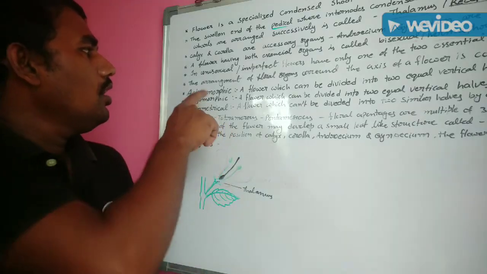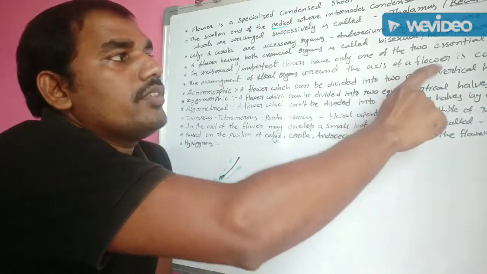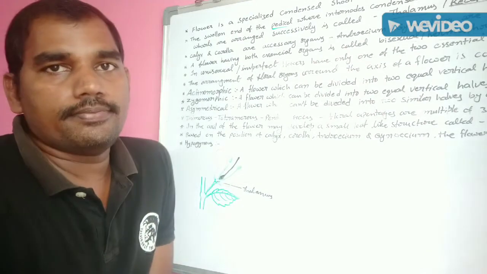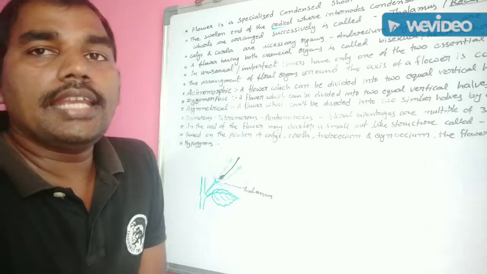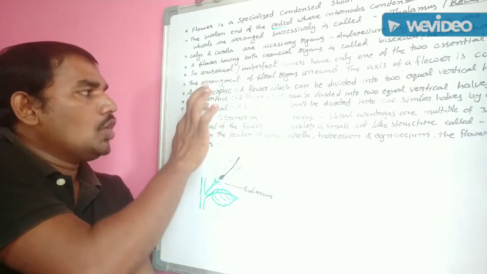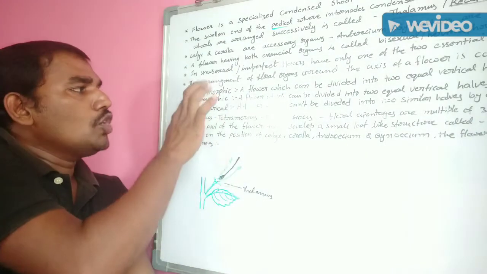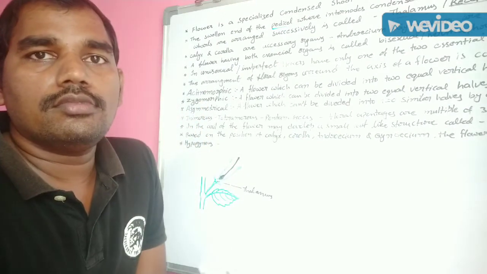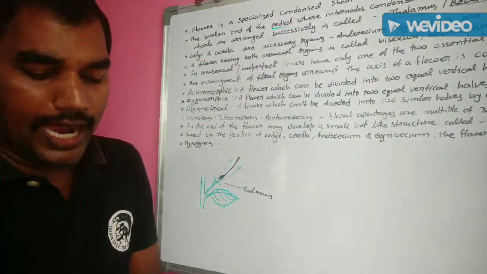The arrangement of floral organs around the axis of your flower is called floral symmetry. Floral symmetry is basically categorized into three. What are they? Actinomorphic, zygomorphic, and asymmetrical. Let us discuss one by one. The first one is actinomorphic.